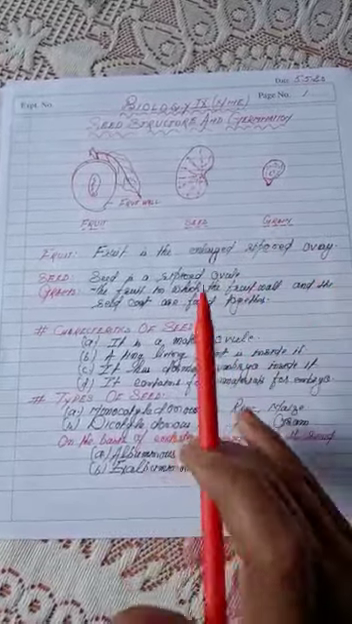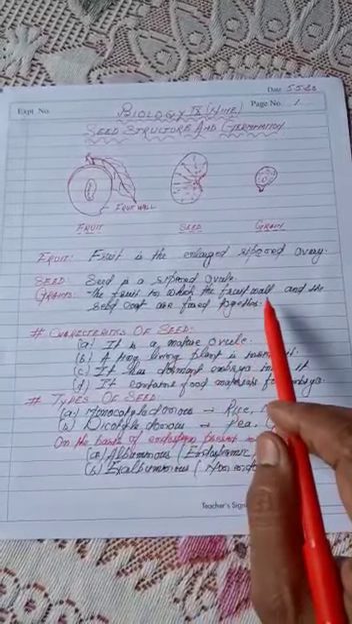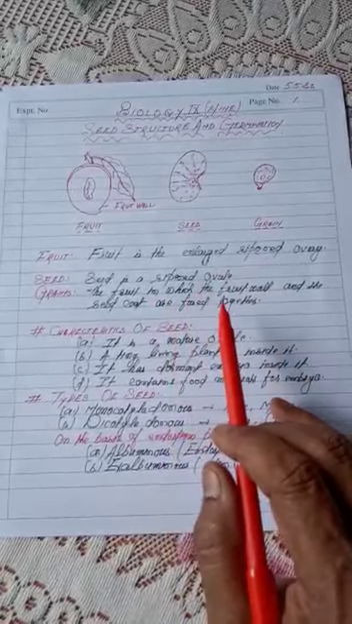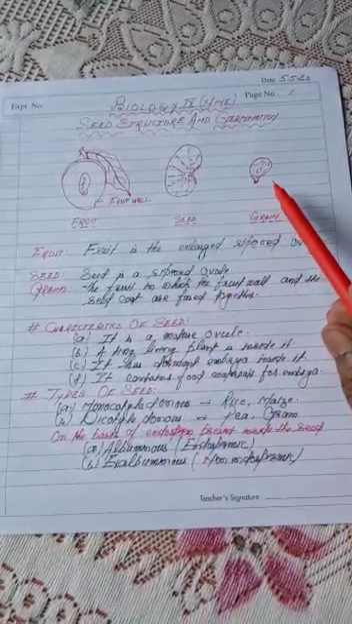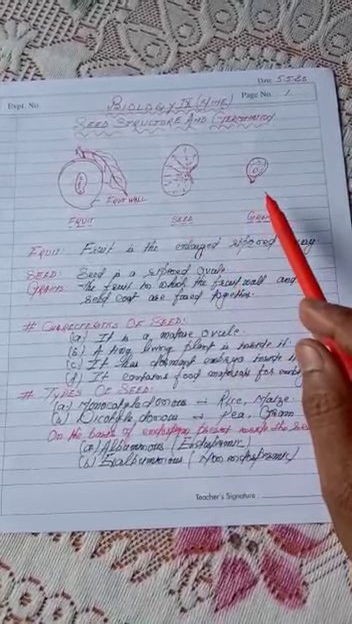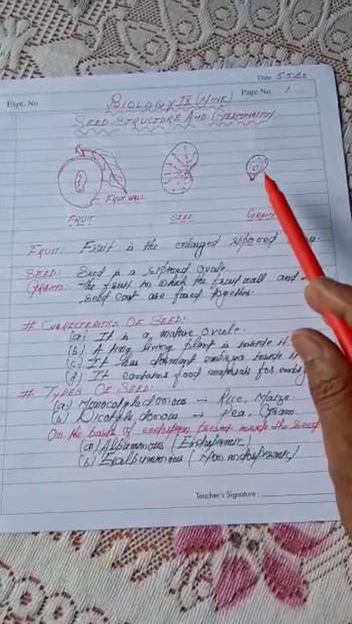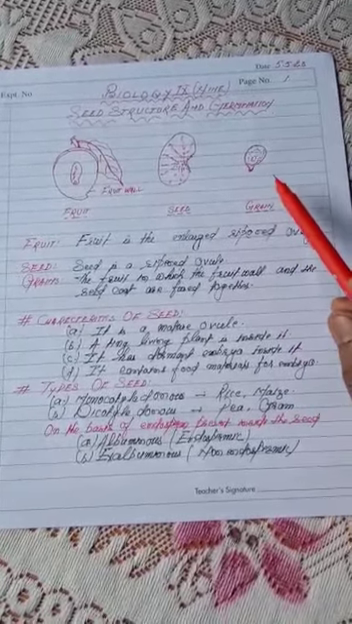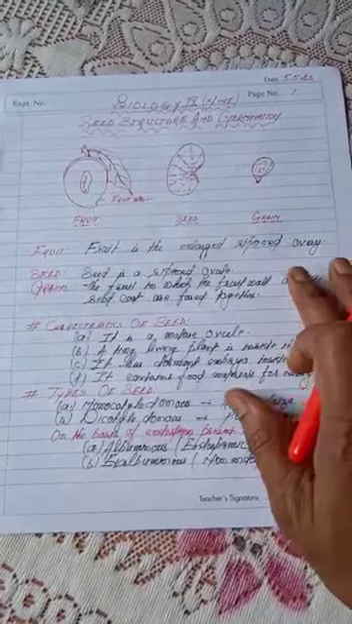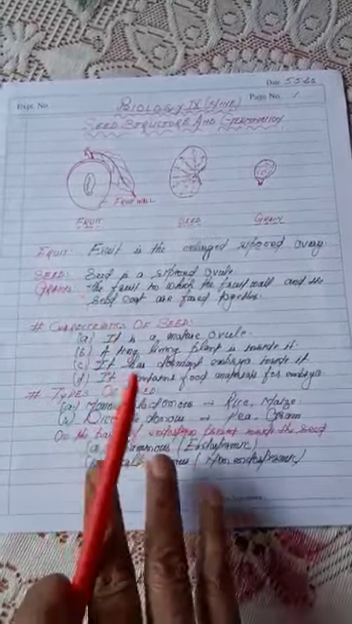And if you talk about grains, the fruit in which the fruit wall and the seed coat are fused to each other is a grain. You can see it is a maize grain. Here the fruit wall and seed coat are fused to each other. So this is the basic difference between fruit, seed and grains.